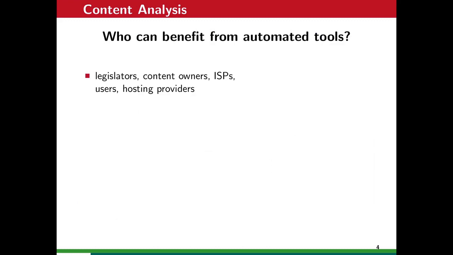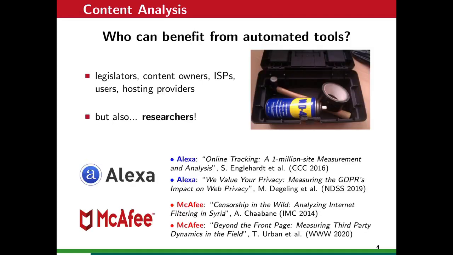So let's quickly see who could benefit if automated tools for checking compliance with new regulations were available. We have the legislators themselves, service and content providers, as well as users. But they're not the only ones, because also researchers that study privacy issues and censorship practices on the web need to categorize the web pages that they analyze.